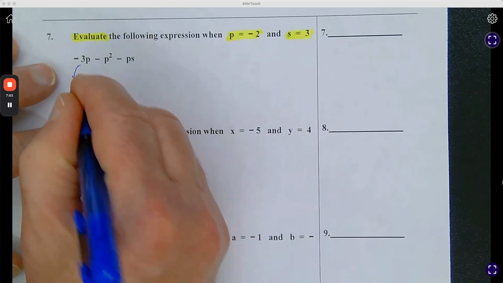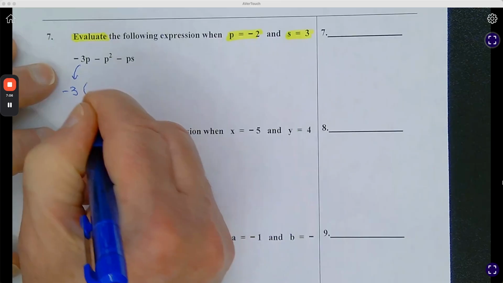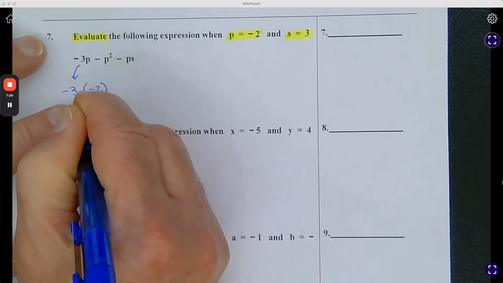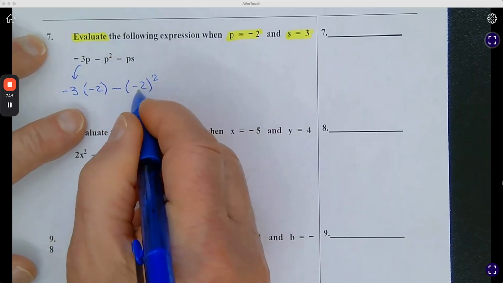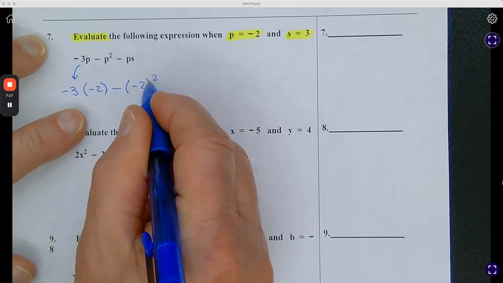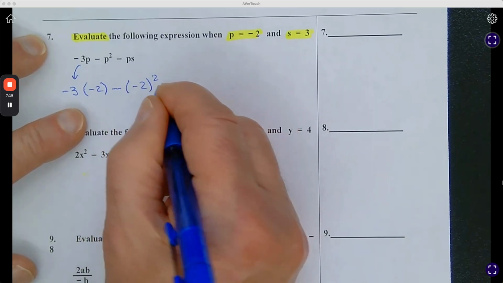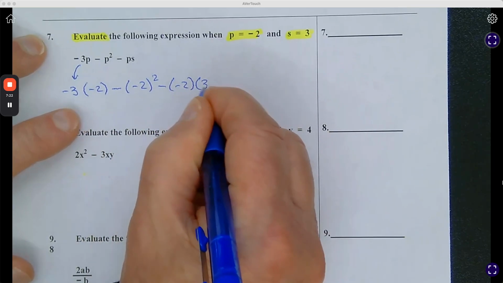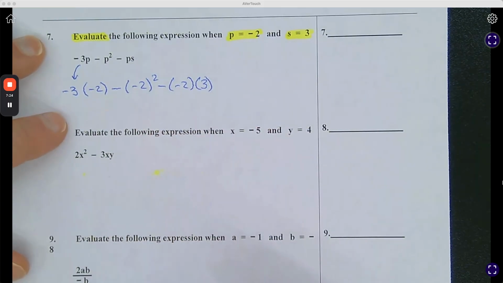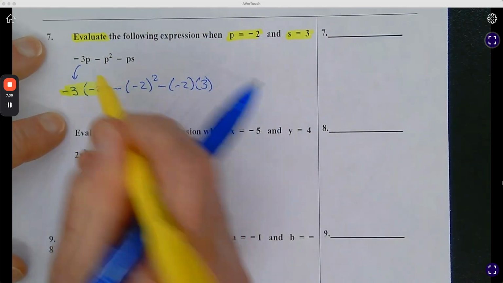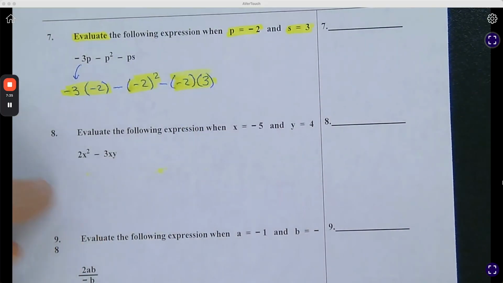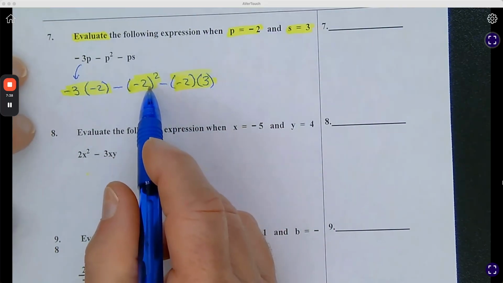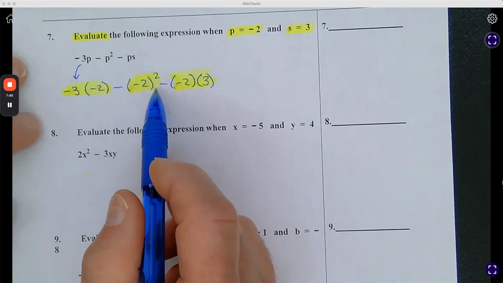This negative 3 just stays there. It's being multiplied by the P, so I'm going to use parentheses to show that multiplication. Minus, I'm going to use parentheses here as well because I want to make sure I group all of P together and square it all. So I got to group the negative and the 2. Minus P times S. Now you can throw that in your calculator if you want and it'll spit out an answer. I like to simplify each term. That's a term, subtraction. That's a term, subtraction. That's a term. Notice multiplication and exponents do not separate terms, but subtraction does.